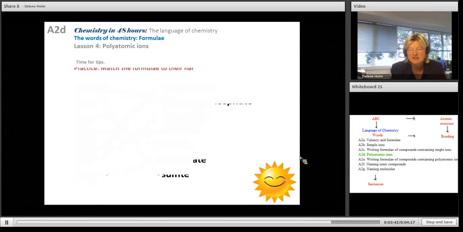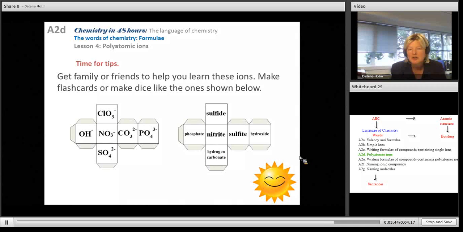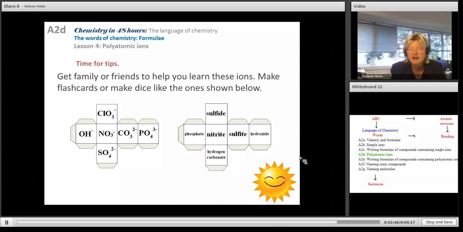Finally, time for tips. So make dice, either using the formulae or the names. They're actually quite useful, particularly when you want to write formulae. You can have a game, roll the dice, and have one for cations, one for anions, and see if you can know all of them. And you can roll cations and anions together and see if you can work out the formulae, which you'll do in the next lesson. Goodbye, and see you in the next lesson.